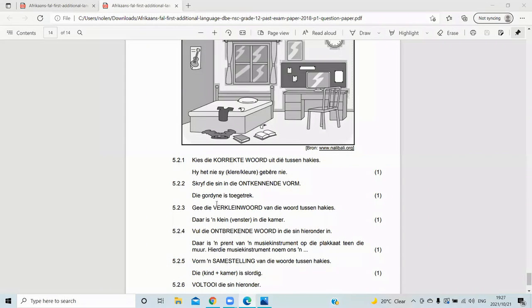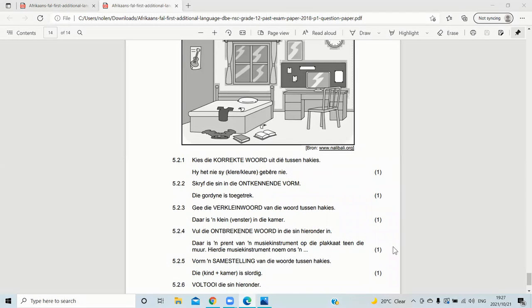Okay, skryf die sin in die ontkennende vorm. So ontkennende, die gordyne is nie toegetrek nie. This is just a regular sentence, so we're going to put our first nie after our verb, which is is. Okay, and then gee die verkleinwoord van die woord tussen hakkies. Daar is 'n klein venstertjie. So we add TJIE. Venstertjie.